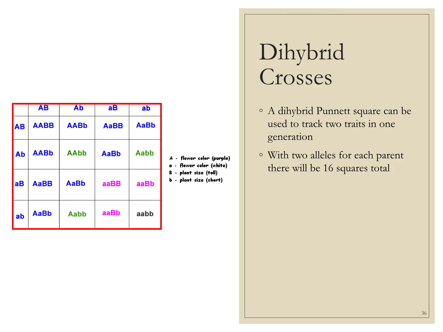Then finally we have dihybrid crosses. Dihybrid crosses is when we're going to track two traits at the same time. And that's similar to what you saw when we looked at the principle of segregation. Those alleles separate independently. They don't necessarily go with each other all the time. So with two alleles for each parent, there's going to be 16 squares. And this is, again, something that we're going to practice in class. So this is to track two traits at the same time.